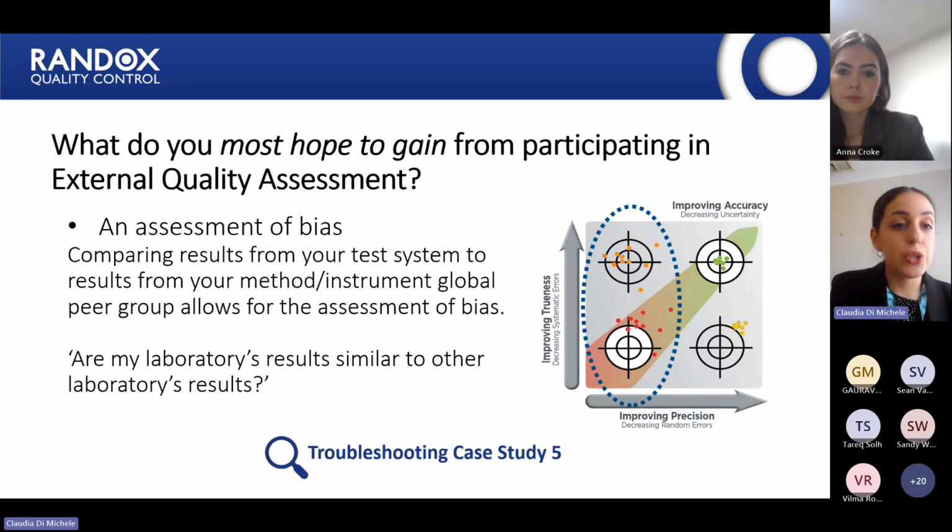So perhaps you answered to gain an assessment of bias. So this is, in fact, the primary purpose of EQA, and it answers this question of, are my laboratory's results similar to other laboratories' results? It allows you to compare your test system to results from your method or instrument global peer group.